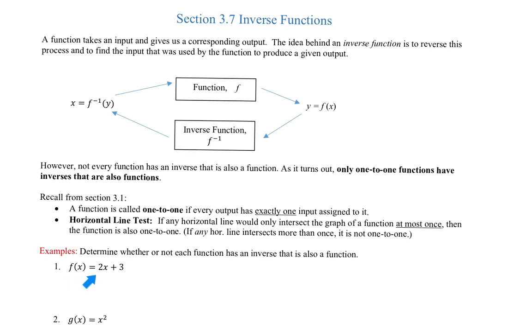Our function here is a line given in slope-intercept form, so we would likely have some type of graph that looks like this with a slope of 2, and you would check to see, does this pass the horizontal line test? Is this a one-to-one function? Yes. The horizontal lines only touch our function in one place and not more. So this is one-to-one, which means that it will also have an inverse.